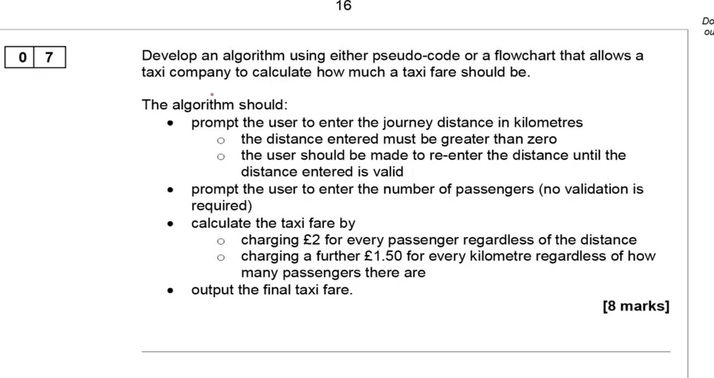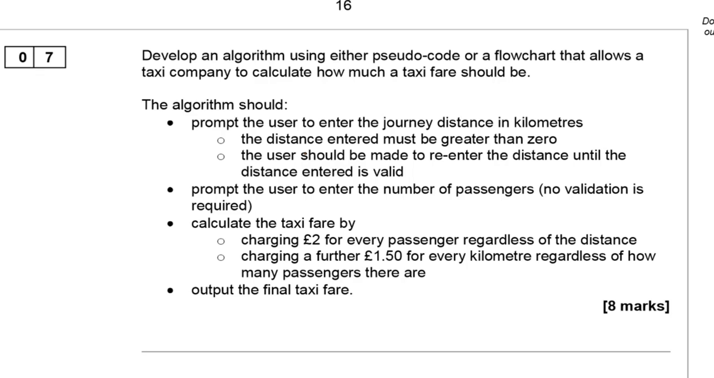Right, we've got another develop an algorithm question here, and again we can use either pseudocode or a flowchart. I would strongly recommend pseudocode, but it's up to you ultimately. So here we're allowing a taxi company to calculate how much a fare should be. So it should, first of all, prompt the user to enter the journey distance in kilometers, and it must be greater than 0, and they should be made to re-enter it until the distance is valid. So we have some validation here. We also need to prompt the user to enter the number of passengers, but no validation is required for that. So we have two separate inputs, but we have to do some validation for the first one.